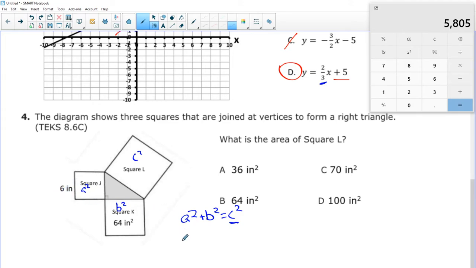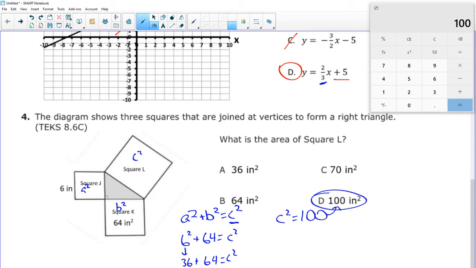So on A, we only have the side length, so we have 6 and then whatever 6 squared is, plus B, they already gave us the area, so that's just 64 equals c squared. So if I say 6 times 6 is 36 plus 64, it's going to give us our answer. In case you don't believe me, if we put in 36 plus 64, we get c squared equals 100, which is this answer right here.